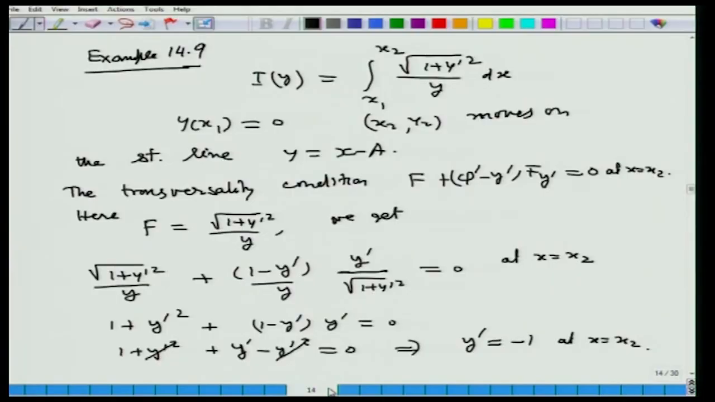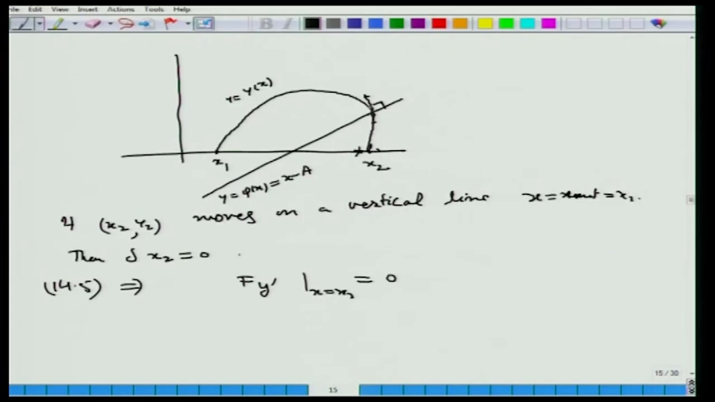So, in the next example, we have taken I(y) equal to the integral from x1 to x2 of square root of 1 plus y prime square over y, and here y at x1 equal to 0 and x2, y2 moves on the straight line y equal to x minus a. So, here the transversality condition reduces to y prime equal to minus 1 at x equal to x2, which says that this should be the line y equal to minus x, and this is y equal to x minus a, and so therefore, this extremal should hit this line at this point x2, y2 orthogonally.